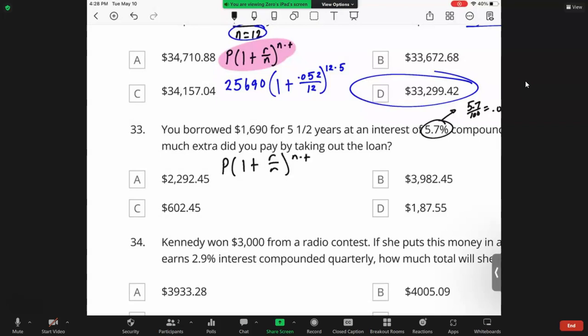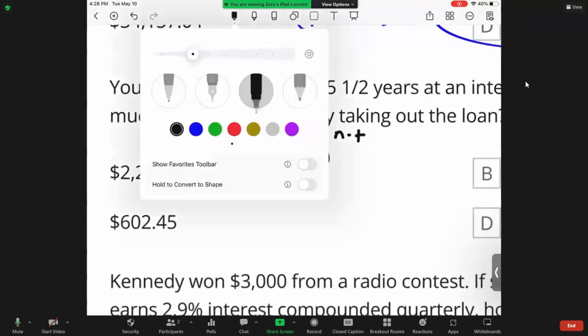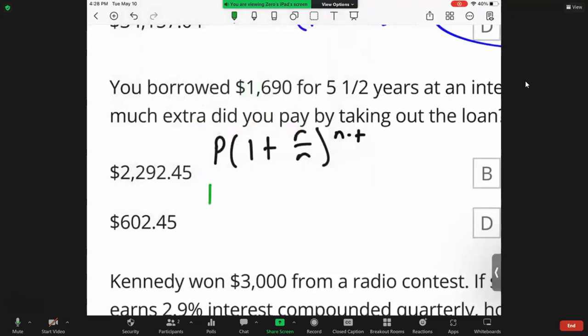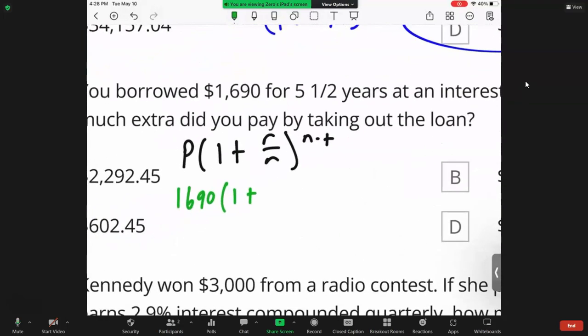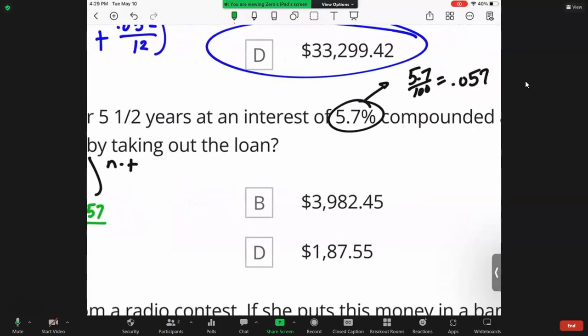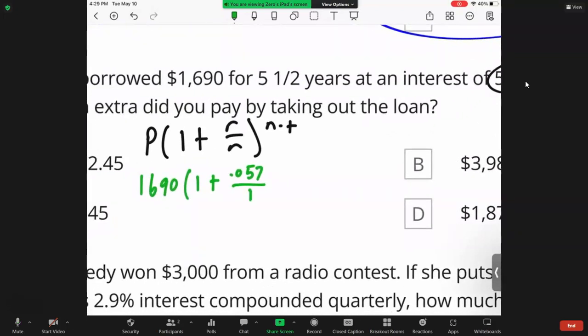Okay, so P is the principal amount. That would be 1,690. 1 plus the interest rate. The interest rate was 0.057, divided by n. And I told you annually means n is 1. And then it's 1 times the t. 5.5 years, so that's 5.5.